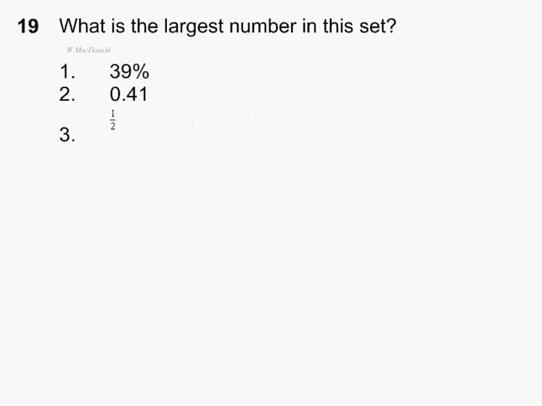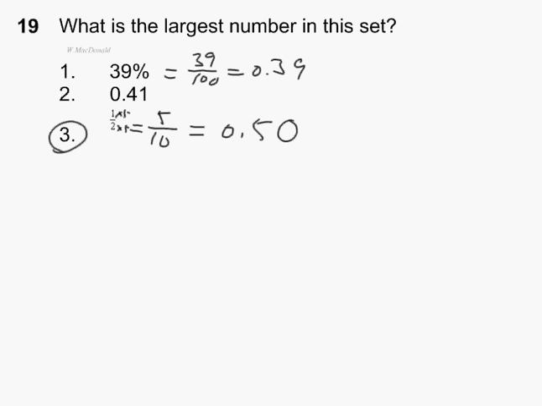Question 19, same idea. 39/100ths is 0.39. 1/2 is the same thing as 5/10. You multiply both numerator and denominator by 5 to create an equivalent fraction. 5/10 is written as 0.5. Slap down your insignificant 0, and you clearly see that 1/2 is your largest number.